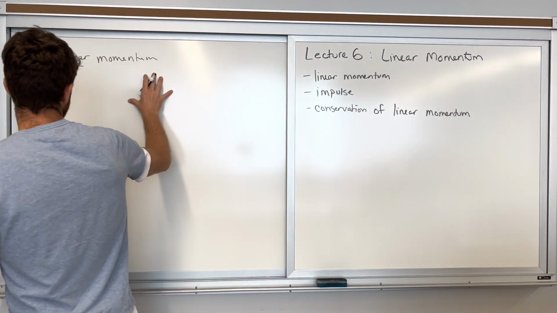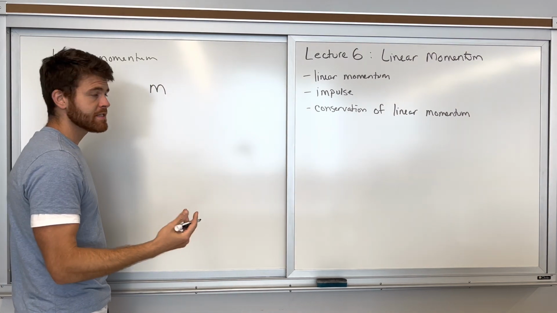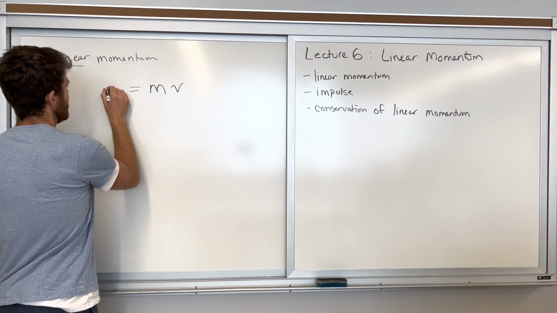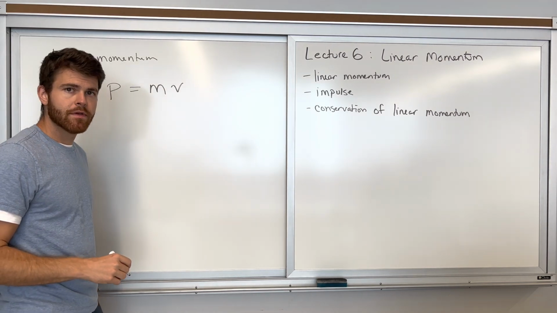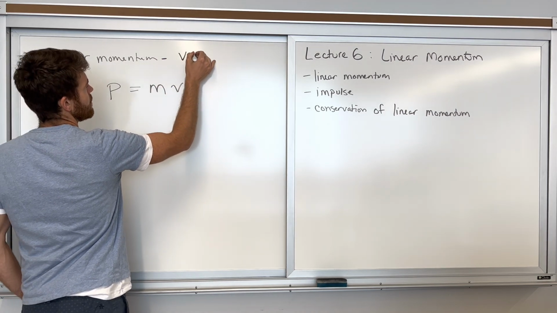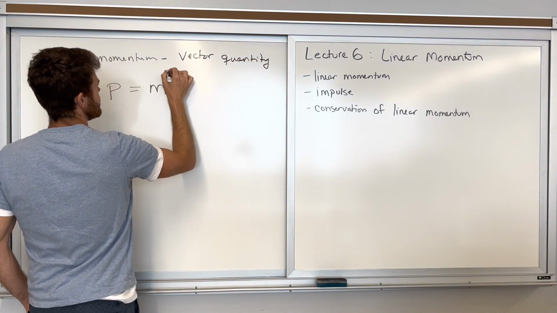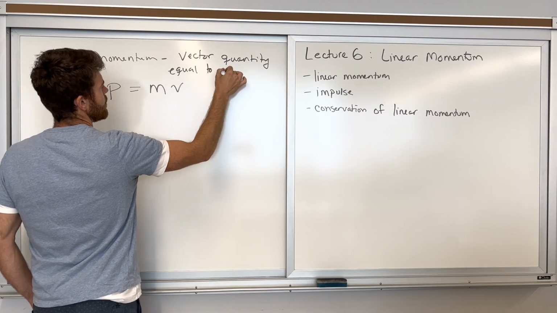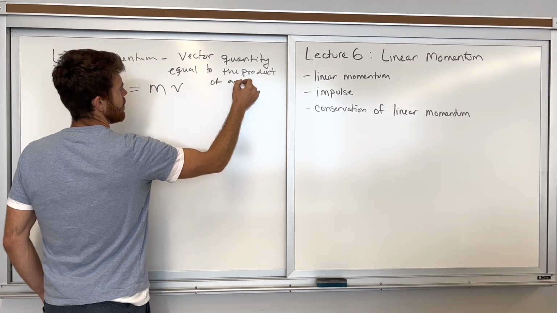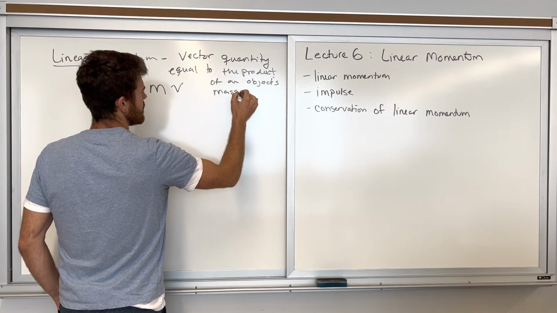But what momentum is, it's defined as the product of an object's mass and its velocity. Right? And we use the variable p to represent linear momentum. And so momentum is a vector quantity and it's equal to the product of an object's mass and velocity.